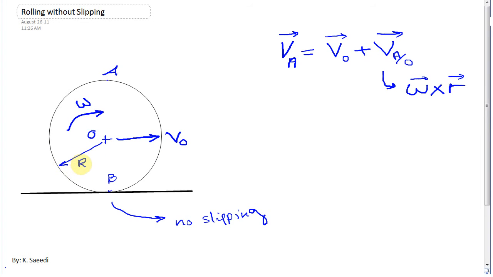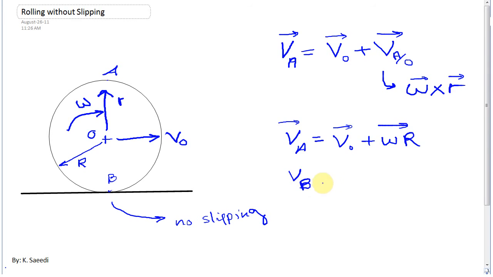and considering that capital R is the radius of the disk, I'm going to write the velocity of point A here. So the velocity of point A as a vector is VO plus omega cross R. Omega is a vector into the page, and R, for A, is a vector upward like this. So if you calculate the product of omega cross R, the answer will be to the right. So we have omega R to the right.